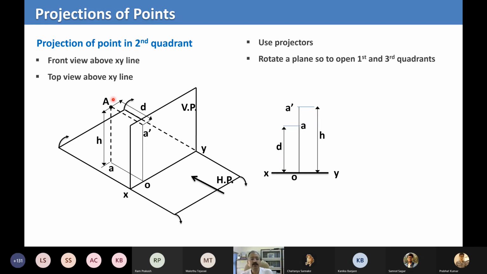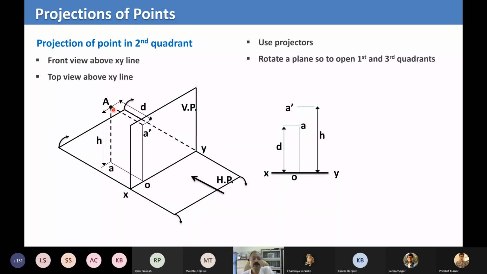So let us say point A is now lying in the second quadrant. Always I have to get the view, but I mentioned that horizontal planes will always be rotated in a clockwise direction. So what will happen? This plane on the left side will come vertical, and this plane will come below, and that is what we should look at for the projections of the point. Let's look at them one by one.